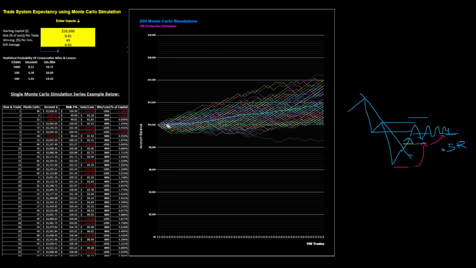This is like, well, somewhere in here is about the average. See that? And so you have to start looking at your statistics and figuring out what works for the type of personality that I have. Do I need to have a little bit higher of a win rate? What if I like to have at least an 85% win rate?